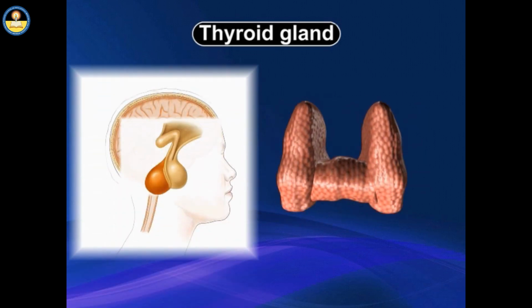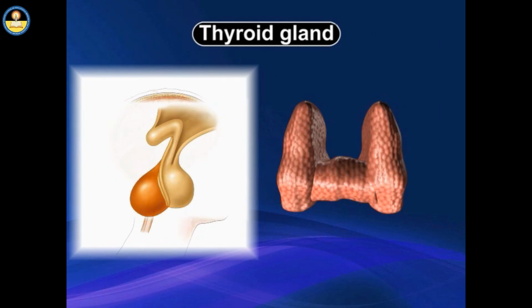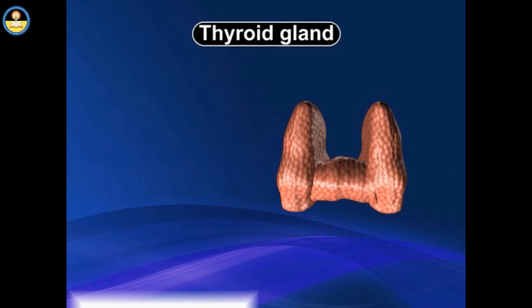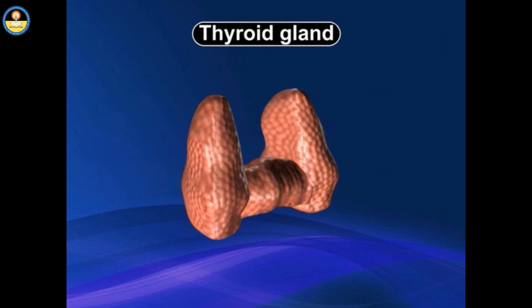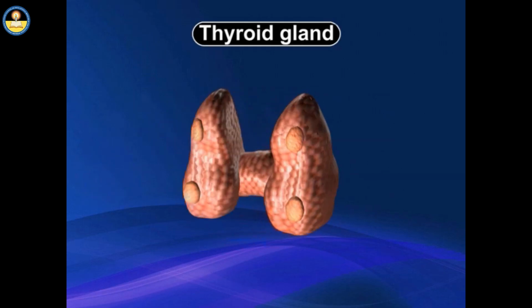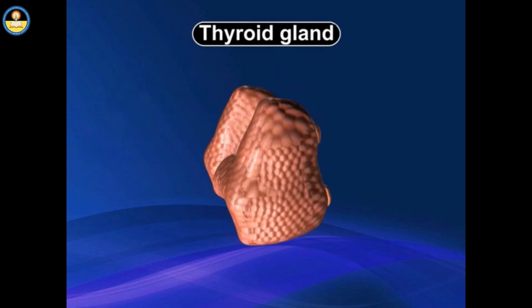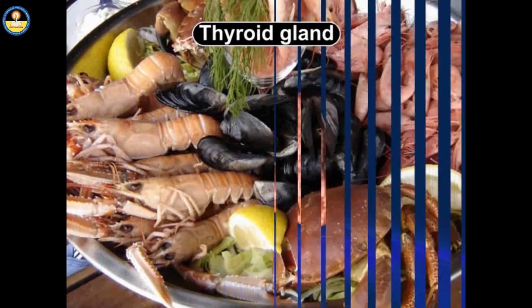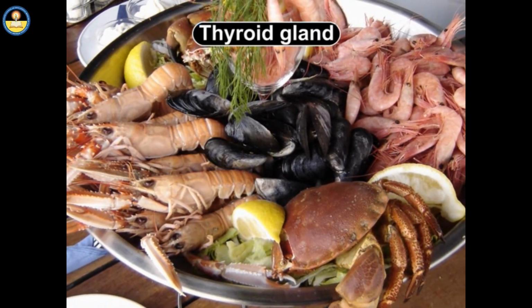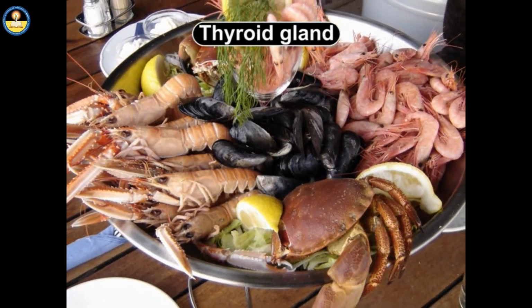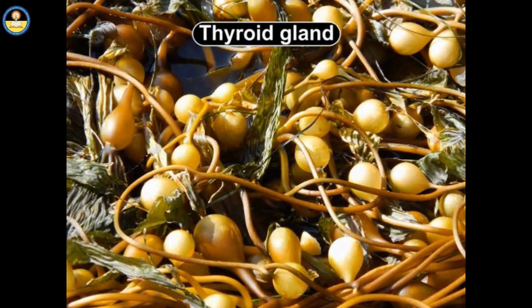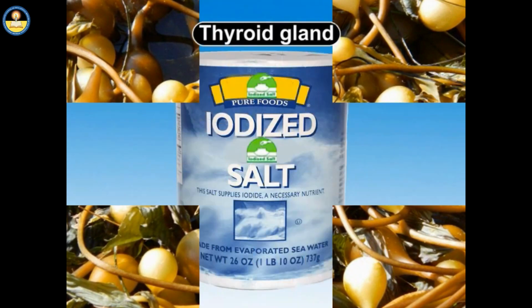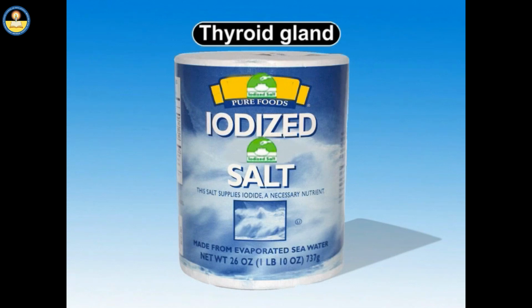The pituitary prompts the thyroid to make its hormones, including thyroxine. However, the thyroid cannot manufacture its hormones without sufficient dietary iodine. Foods that are naturally rich in iodine include seafood and plants grown in iodine-rich soil. Iodized salt is another good source of dietary iodine.